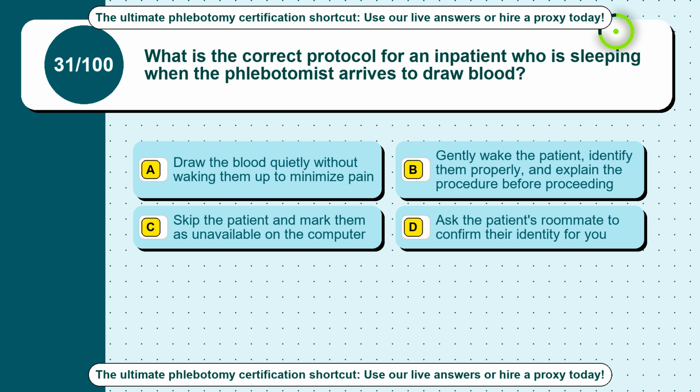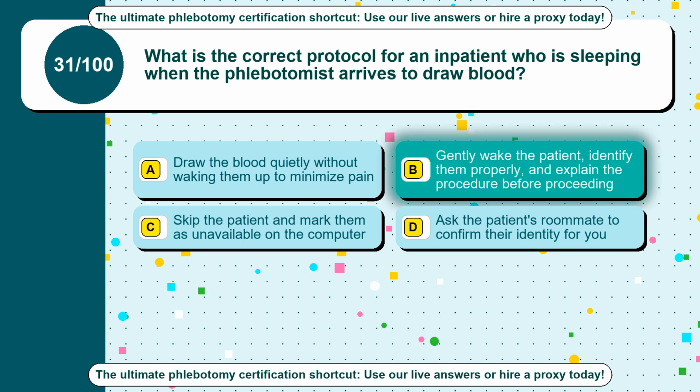Question 31. What is the correct protocol for an inpatient who is sleeping when the phlebotomist arrives to draw blood? Option A. Draw the blood quietly without waking them up to minimize pain. Option B. Gently wake the patient, identify them properly, and explain the procedure before proceeding. Option C. Skip the patient and mark them as unavailable on the computer. Option D. Ask the patient's roommate to confirm their identity for you. The correct answer is option B.